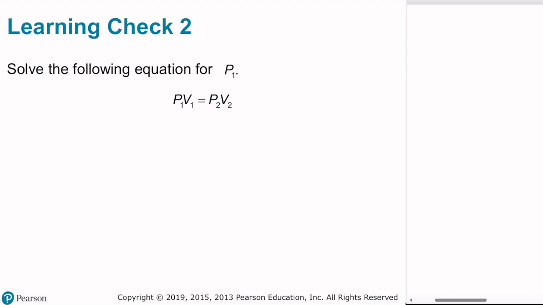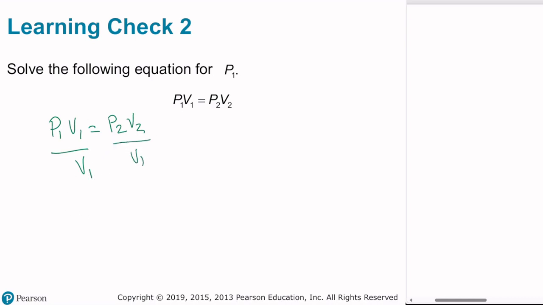Let's solve this equation for P1. Solving this equation for P1, first we need to get the volume from the left to the right. And remember, everything we do to one side, we have to do to the other side. So to get volume from the left to the right, we're going to divide both sides by V1.